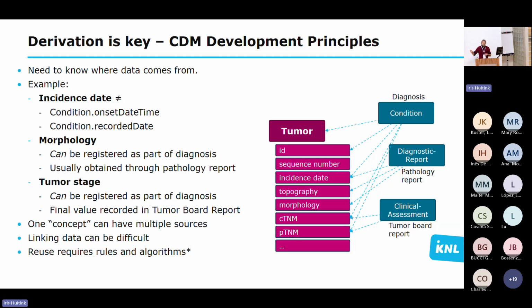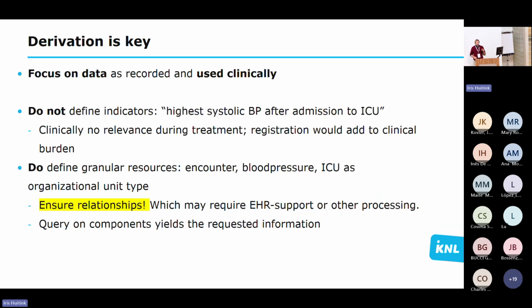So if we want to do this properly, we require rules and algorithms, but we also make sure that we focus on data as it's recorded clinically. We should not define indicators. We should not say, I want doctors to record the highest systolic blood pressure after admission to the ICU. That's not important. We do want to know when the patient was admitted to the ICU. We do want to know, how do I find the blood pressure? So the granular items are fine. Derivation of an indicator comes later. That's not a doctor's responsibility. That's ours, as secondary users. If people are frowning, I'd be happy to have discussions later.